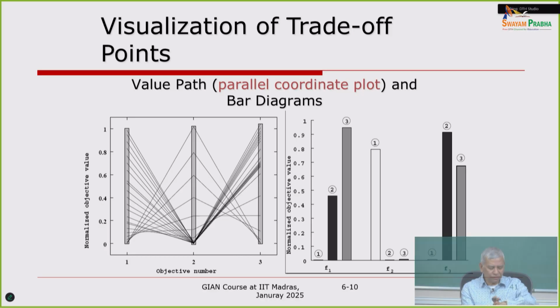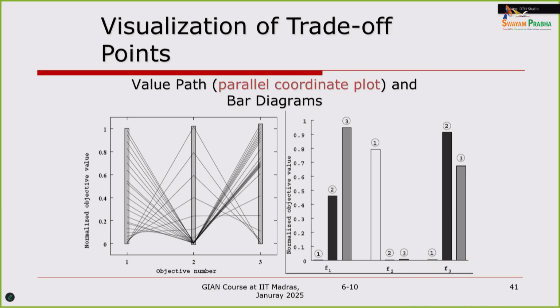Okay, now let's talk about a few things quickly. Visualization. How do we visualize? That's a big problem when you go more than 3 objectives. Very difficult to visualize. But let me show you with 3 objectives, and then all this can be extrapolated. So let's say this one is called the value path or parallel coordinate plot, where each line you see here is one solution.